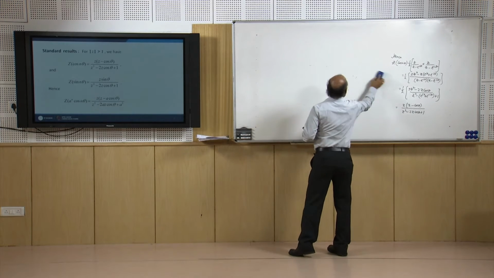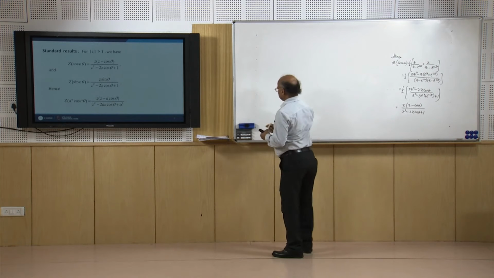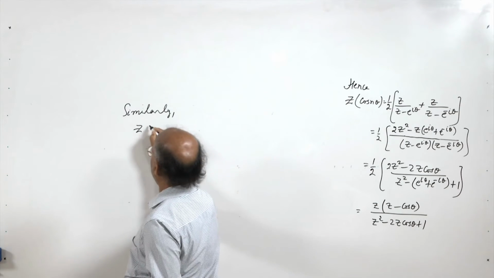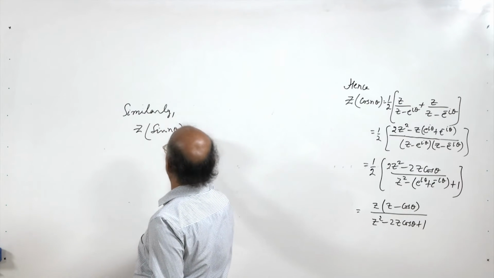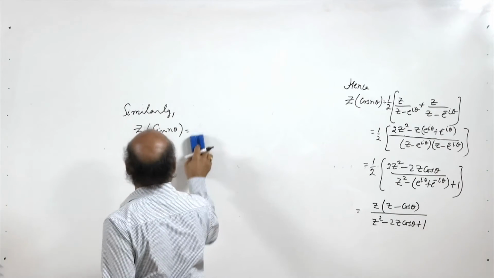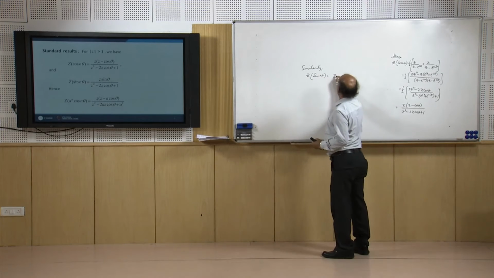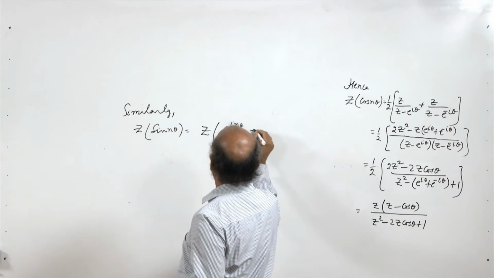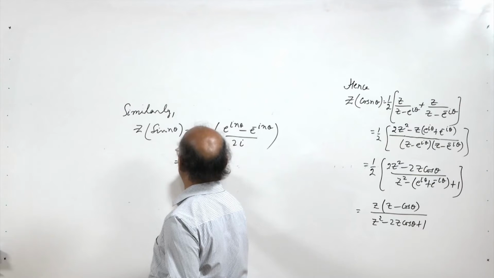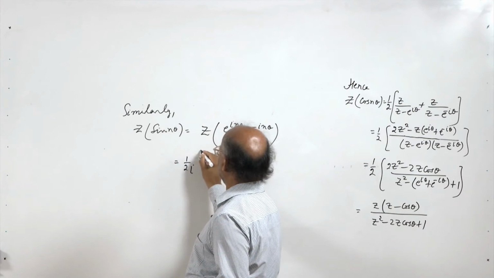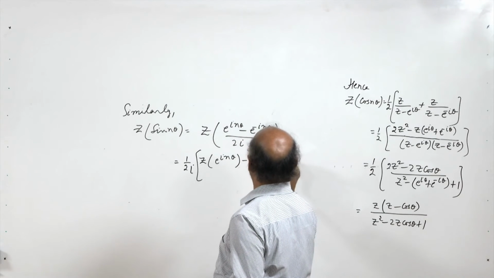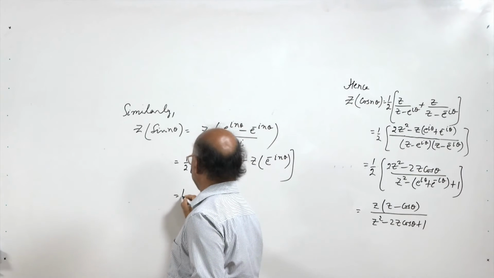So when we write the z transform of sin n theta, we shall have, similarly, the z transform of sin n theta. This will be equal to 1 by 2i. First we can write it as the z transform of e to the power i n theta minus e to the power minus i n theta divided by 2i, and by using the linearity property, this is 1 over 2i times the z transform of e to the power i n theta minus the z transform of e to the power minus i n theta, which is 1 by 2i.